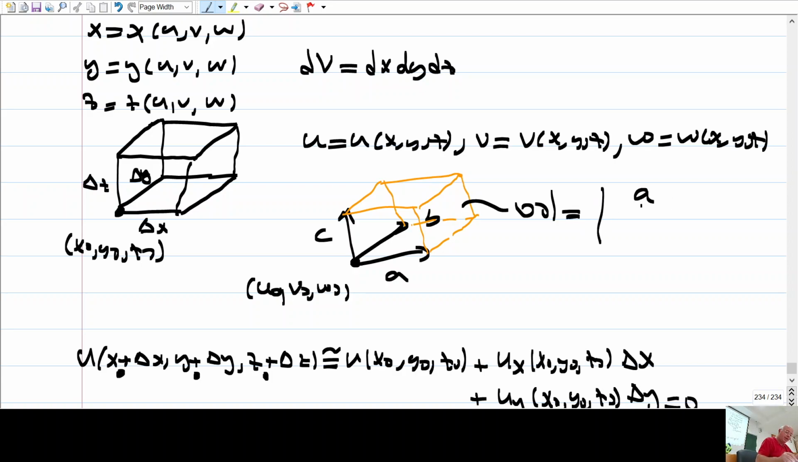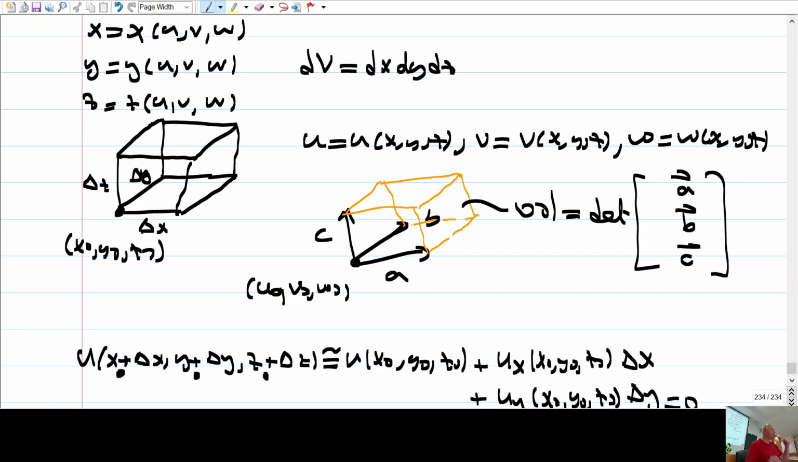You write the vector A here, B here, and C here as your rows of a matrix. Okay, it is just the determinant of the matrix. You write A here, B here, and C here, and you take the determinant. That's the volume. Right?